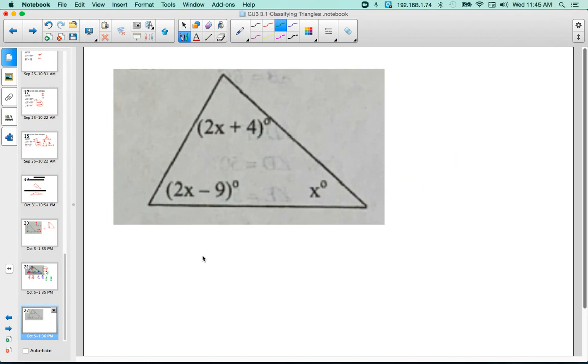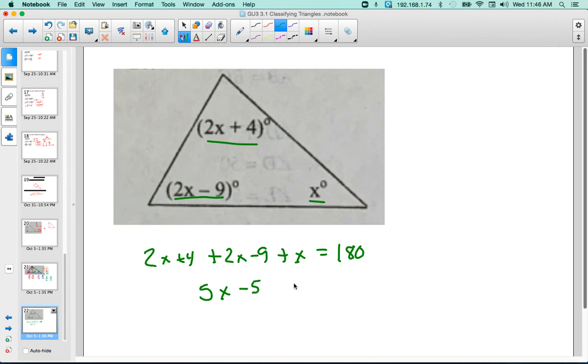Last one. Okay. We know that a property of triangles is all the angles add up to 180. So if I take these three expressions and add them together, 2x plus 4 plus 2x minus 9 plus x, I know if I add them together, they should equal 180. Well, we have an expression with one variable. We can solve for x. Combine my like terms. 2x plus 2x plus x, that's 5x. 4 minus 9 is negative 5.